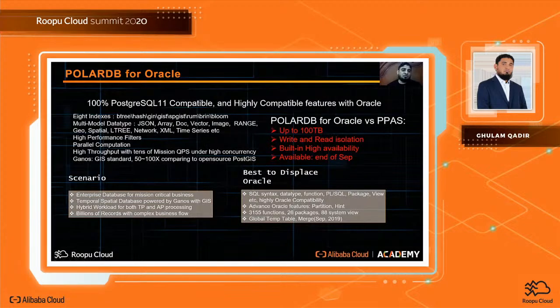So this is just a review of PolarDB. PolarDB is 100% compatible with PostgreSQL, with MySQL, and highly compatible with Oracle. It has 8 indexes: B-tree, hash, GIN, GiST, SP-GiST, BRIN, bloom, multimodal data types are available in PolarDB, and some other features are already mentioned here. PolarDB for Oracle is already supported up to 100 TB. Write and read isolation is there. Built-in high availability features are available for PolarDB. So this is a small introduction about PolarDB.